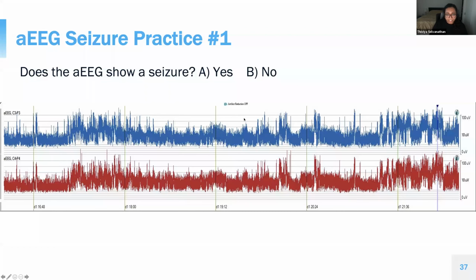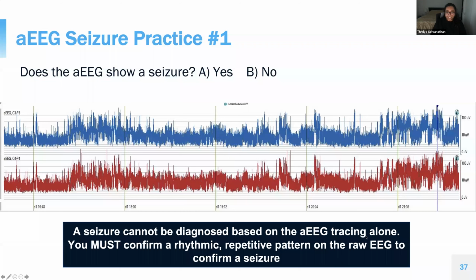If we look at the poll, it looks like the majority of you voted yes for this question. So this was a trick question, and the answer is actually no. The reason it's no is because a seizure can't be diagnosed based on this AEEG tracing alone. You need to look at the raw tracing in order to determine whether this was a seizure or not.